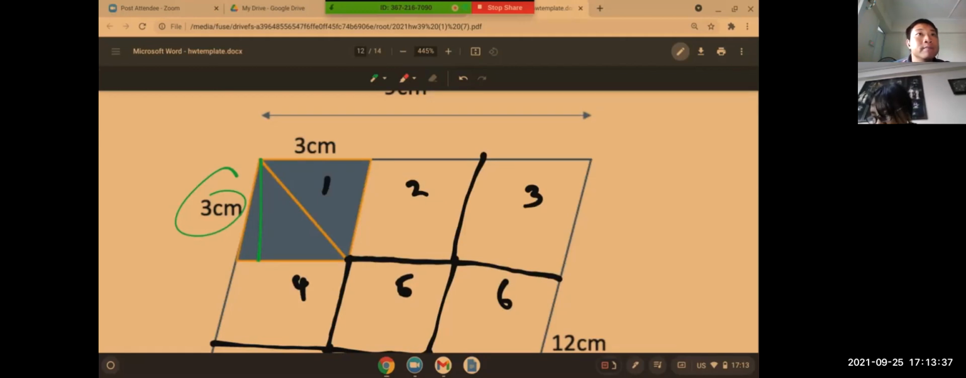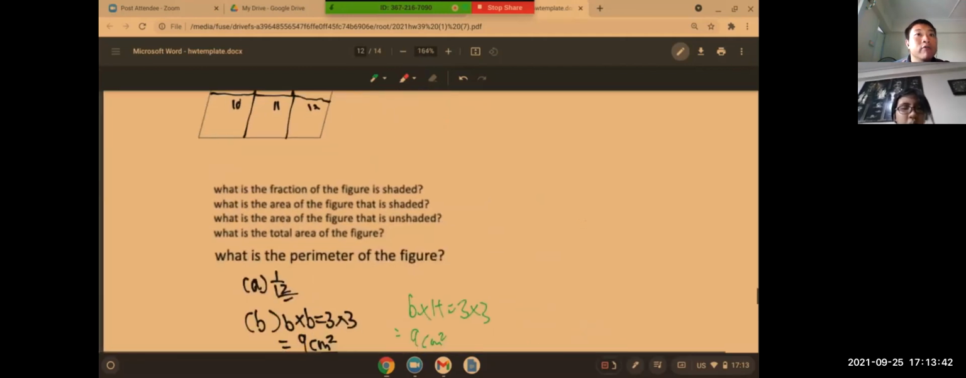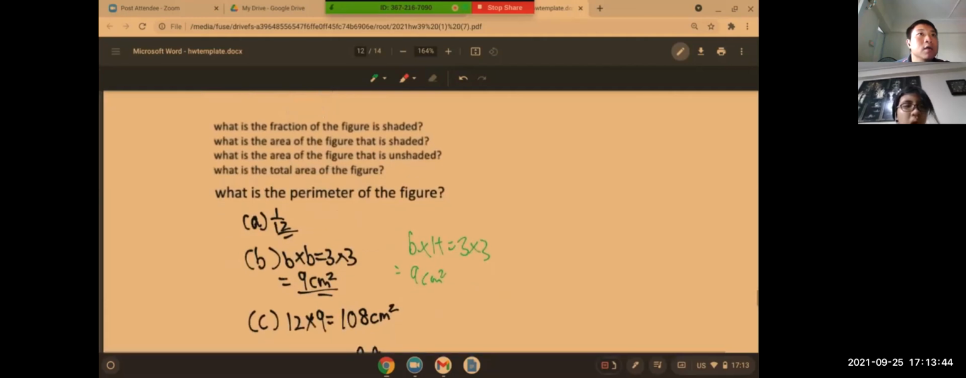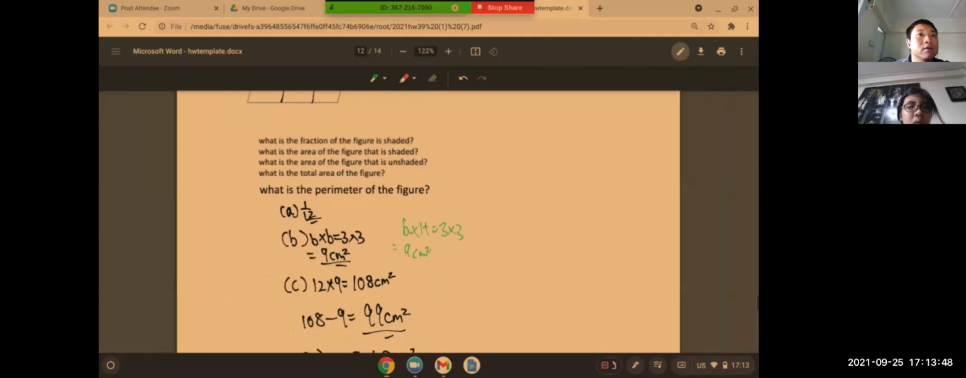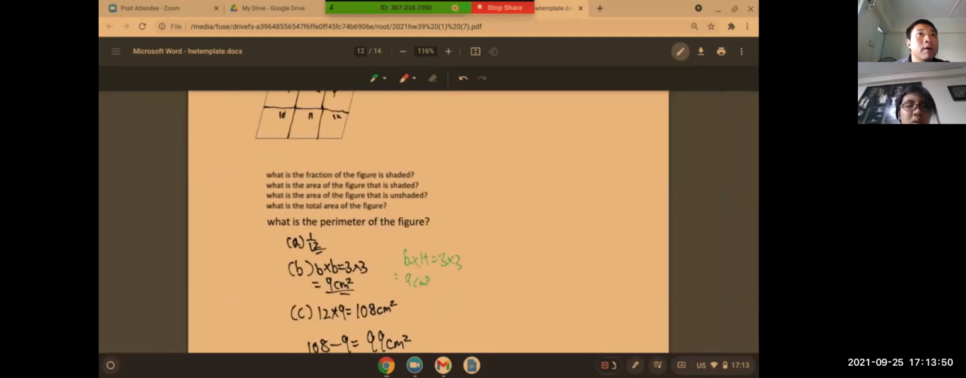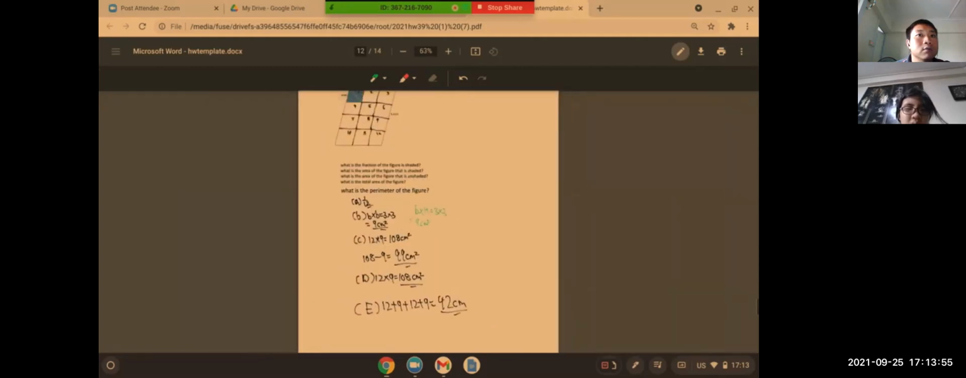Okay, next question. I purposely trick you, and then you fall into my trap. Okay, next question. But the perimeter of the figure can be found. You just add up the perimeter. Zoom out. Yes, perimeter is correct. Next question.